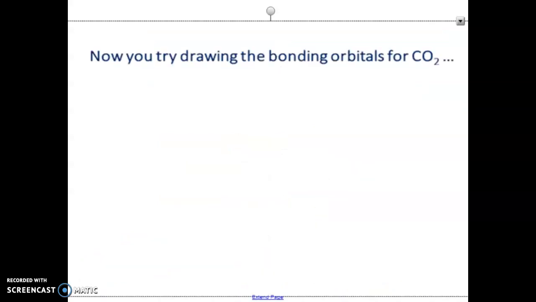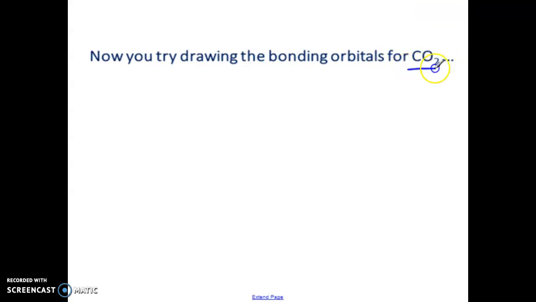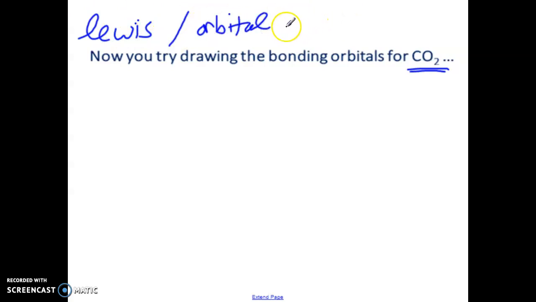Okay, for this last step, I'd like you to pause the video and try drawing a carbon dioxide molecule. Start with the Lewis structure. Then I'd like you to do an orbital diagram. And then lastly, I want you to try doing a 3D representation for it. So give it a try. The first two, you shouldn't really have too much of an issue. The last one might be a little bit more complex, but I'm going to work it through with you. So pause the video, give it a try.